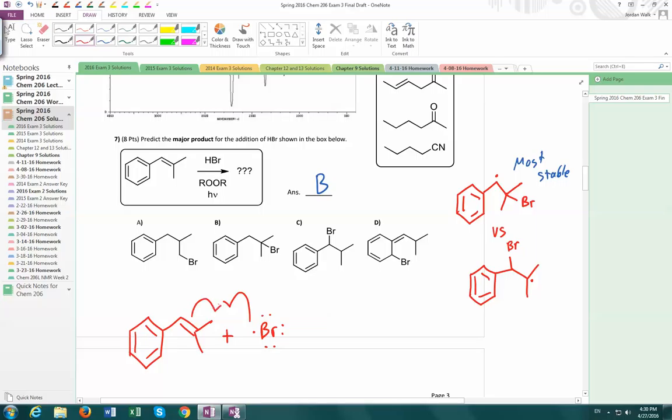We can add that bromine to either of the carbons, right? Now the carbon that it adds to is going to be the carbon that leads to the most stable radical. And so by adding in this fashion, such that our bromine, we end up with the more stable radical. We could consider, I mean, this is possible, it's just not the favored pathway here on the bottom because it's a less stable radical.